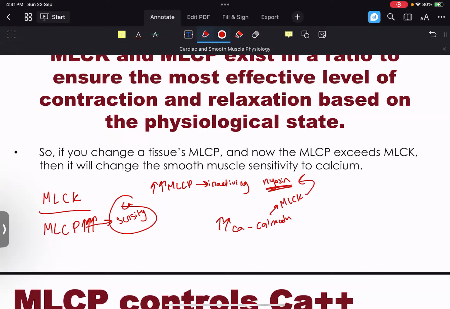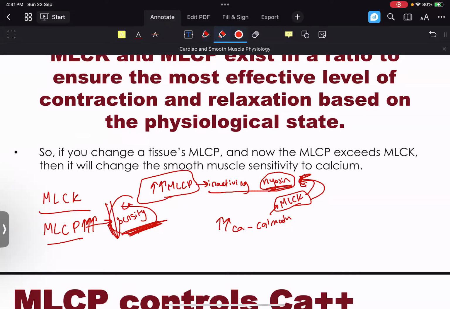I'm going to say it one more time. You're increasing the MLCP more than the normal ratio. And this is going to cause a lot more myosin to inactivate. If the myosin from the very beginning is inactivated, then the kinase cannot act on it. And this is why I'm trying to say that the MLCP will increase the calcium sensitivity. It's not going to increase the calcium sensitivity, it's going to decrease. Apologies. It's going to decrease the calcium sensitivity because you're going to need a lot more calcium to react and contract. I think I probably mixed you guys up a bit. Are you guys following? Do you need me to re-explain this concept?